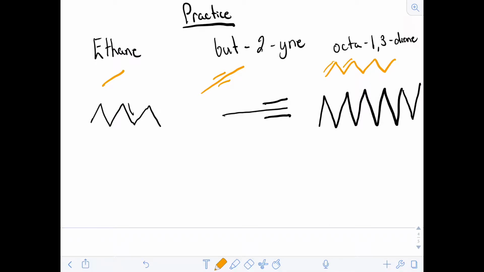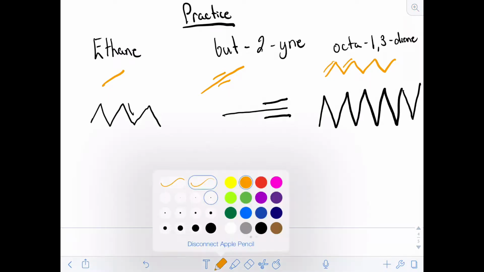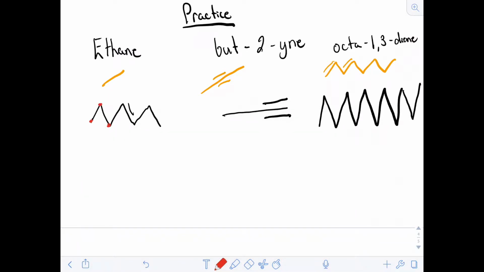And then if you want to name these ones down here, this will be 1, 2, 3, 4, 5, 6, 7. Again, I'm just counting these carbons here on the ends. 6, 7, so that'll be hept. Then we're going to go from right to left here, because I believe that's the shortest route to get to that double bond. So 1, 2, 3. Hept 3 ene.